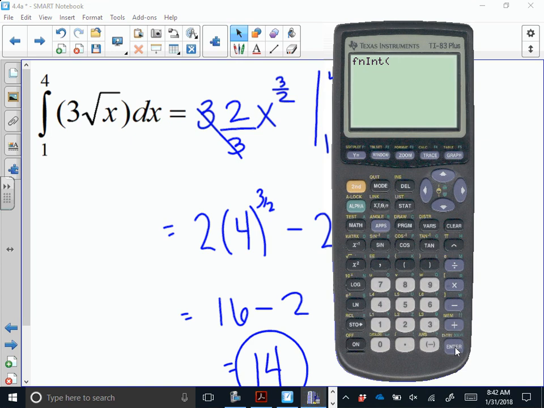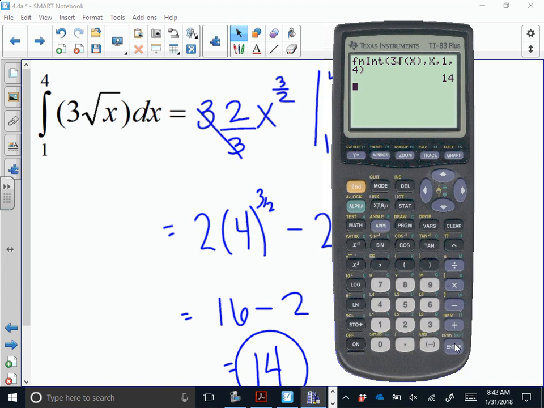How many of you have an 83 like I do up here? Okay. So we need to punch in 3 radical x, comma. Our variable is x, comma. Our limits are 1 to 4. We get 14! We did it right! You need to know how to do math 9 for when we can't integrate and have to use our calculator. But right now it's a tool for you to check your work.